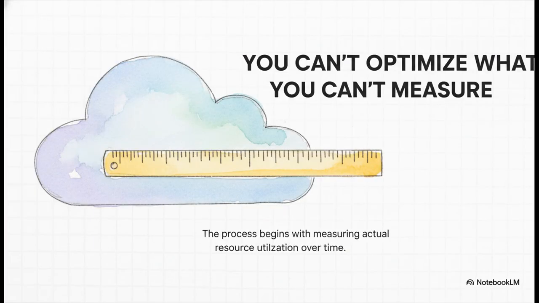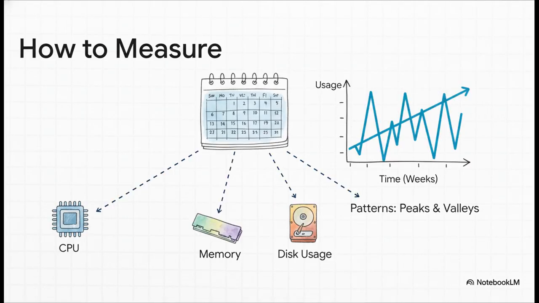First things first, you need data. You've probably heard this a million times, but it's so true here. You can't optimize what you don't measure. The whole process kicks off with just understanding what your resources are actually doing over time. So what are we measuring? We're talking about the big ones: CPU, memory, network usage, that kind of stuff. And here's the key. A few days of data just won't cut it.